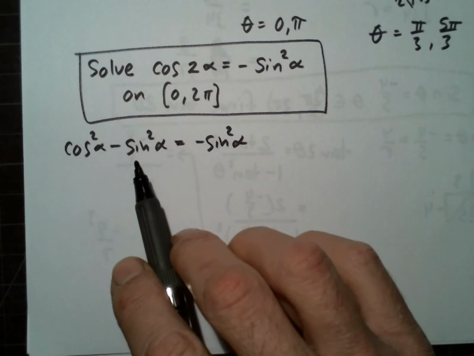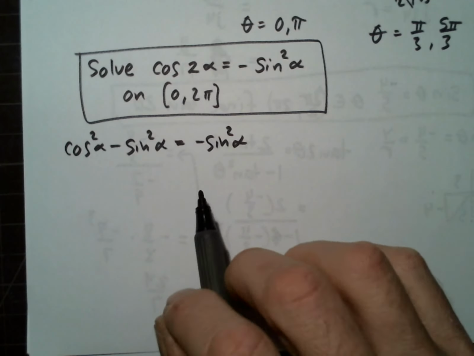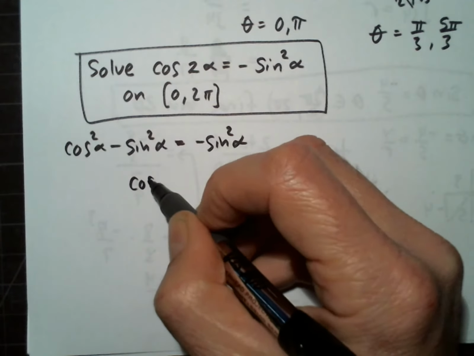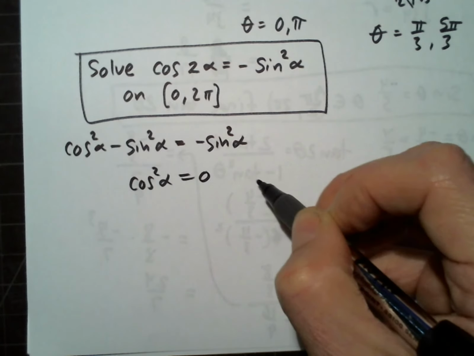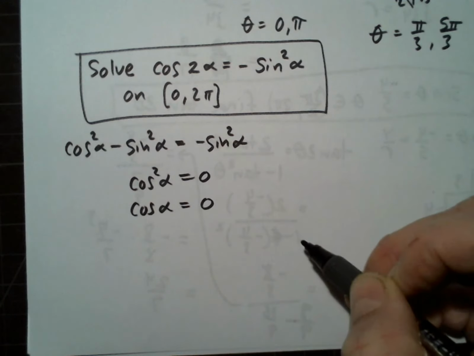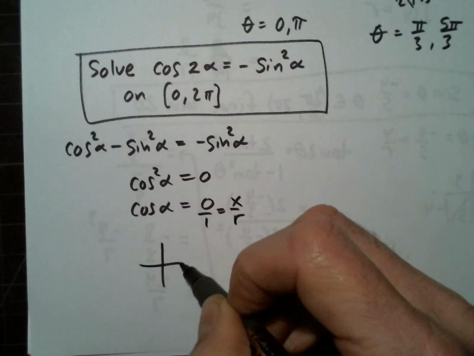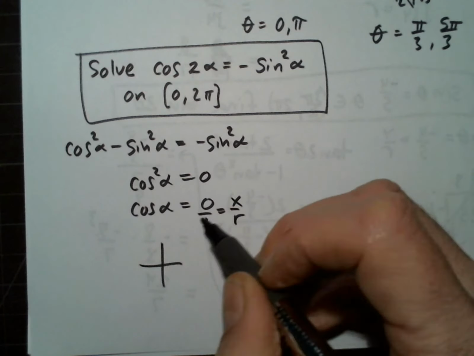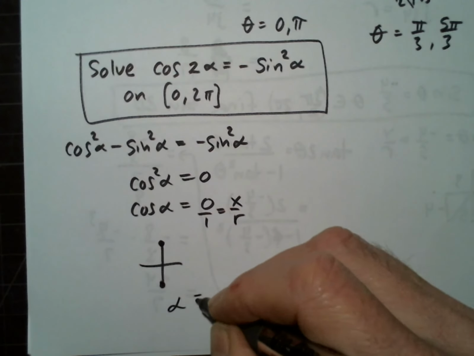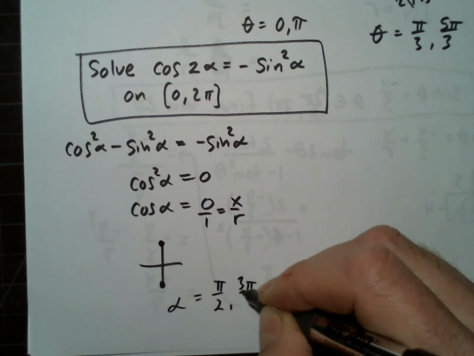This we can just add sine to both sides, and cosine squared equals 0. So if we add sine squared to both sides and then square root, and we need angles that have an x value of 0, alpha, pi over 2 and 3 pi over 2.